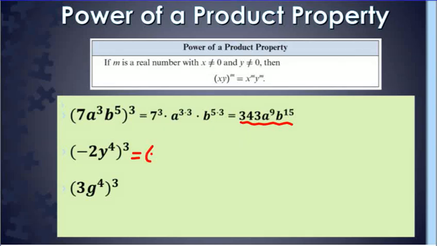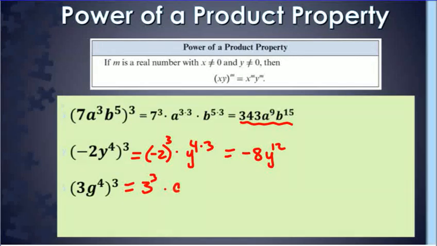We're going to do the same thing. So here, negative 2 to the third power. Remember, it's important to put that negative 2 in parentheses because the negative will make a difference. And then we have y to the 4th times 3. And so negative 2 cubed would be a negative 8, and then y to the 12th. So we would have negative 8 y to the 12th. This next one will be 3 cubed times g to the 4th times 3, which will give us 27 g to the 12th.